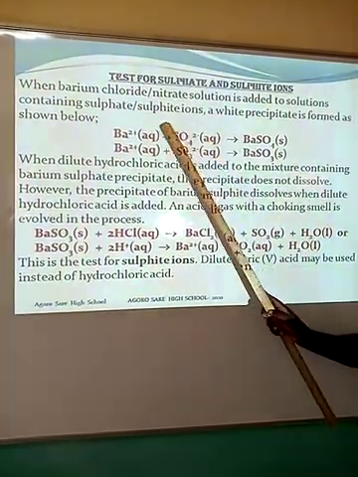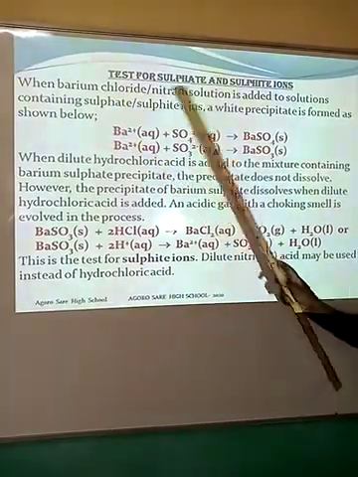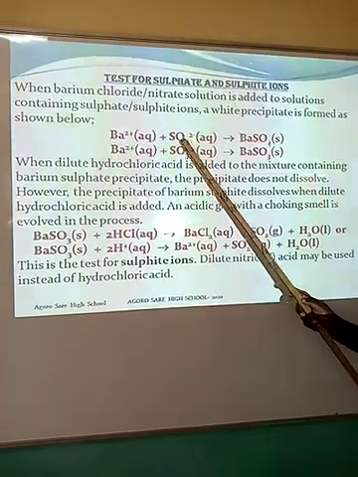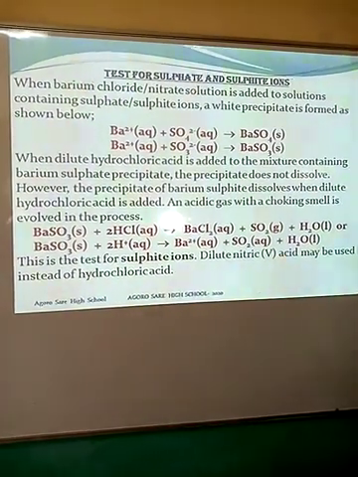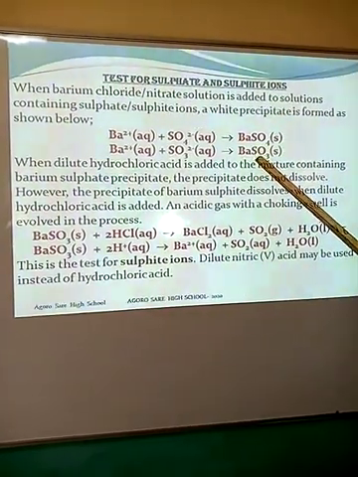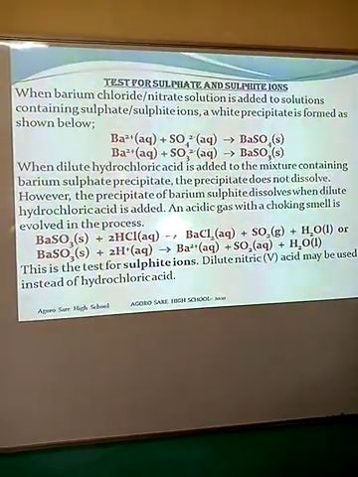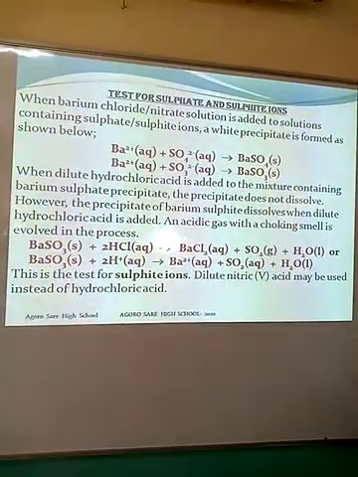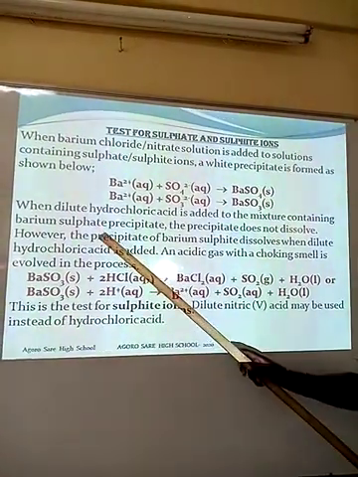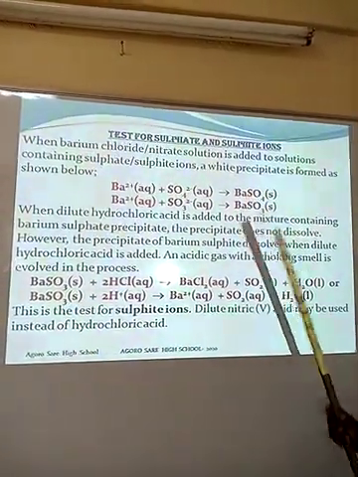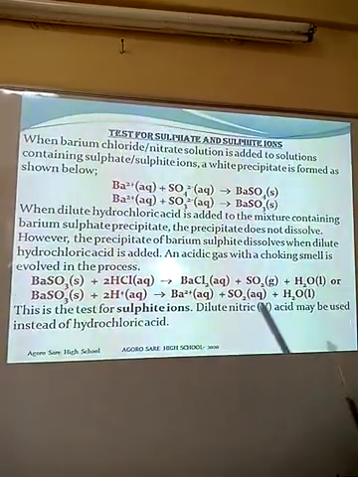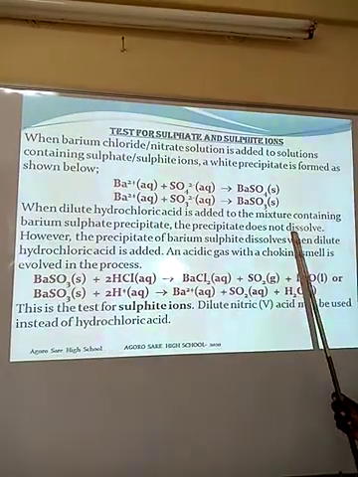the moment you add barium nitrate or barium chloride to a solution where sulfite or sulfate is, a white precipitate is formed. The white precipitate is due to formation of barium sulfate or barium sulfite. Now, to distinguish between the two, you add dilute hydrochloric acid to the mixture, and where there is barium sulfate, the precipitate will persist. It will not dissolve.